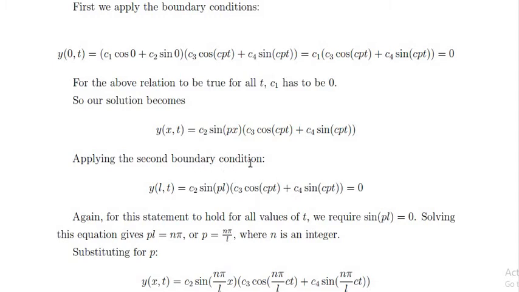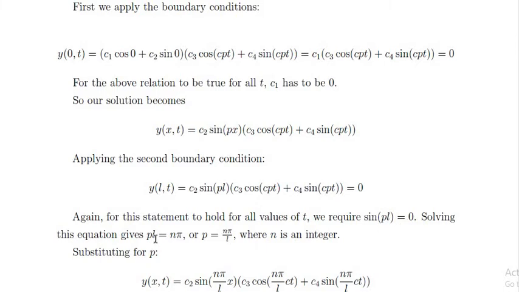Next, we apply the second boundary condition, that is y of L t equal to 0. That is, put x equal to L in the above equation. So it becomes y of Lt equal to c2 sin pL into bracket c3 cos cpt plus c4 sin cpt is equal to 0. Then this product equal to 0 when sin pL equal to 0. Here c2 cannot be equal to 0 because if c2 equal to 0, the original solution of wave equation becomes meaningless. So the only possibility is sin pL equal to 0.